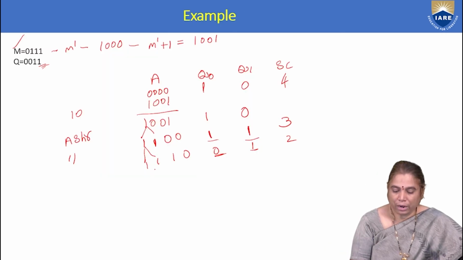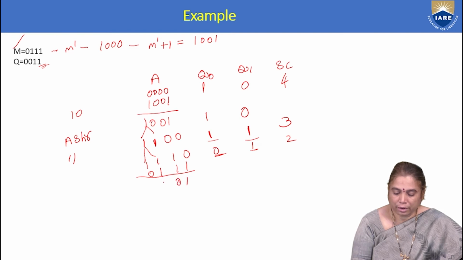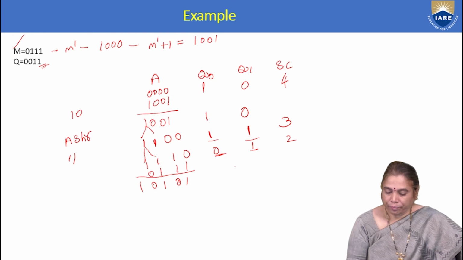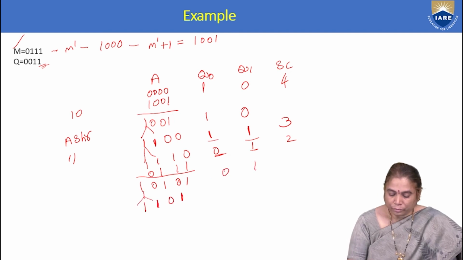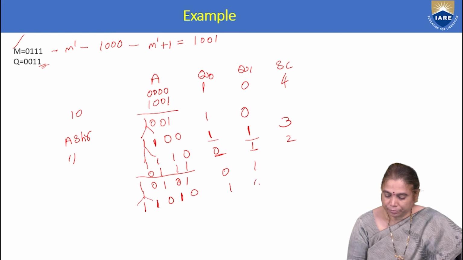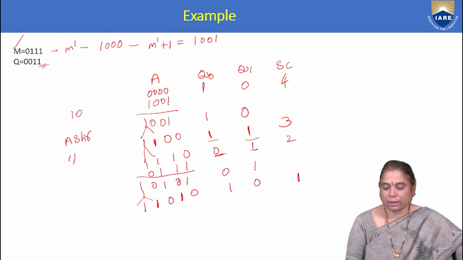So here the M value can be added here. So the M value is 0 1 1. This value is added here, and after the addition you have to perform the arithmetic shift right operation, and the counter value can be decremented.